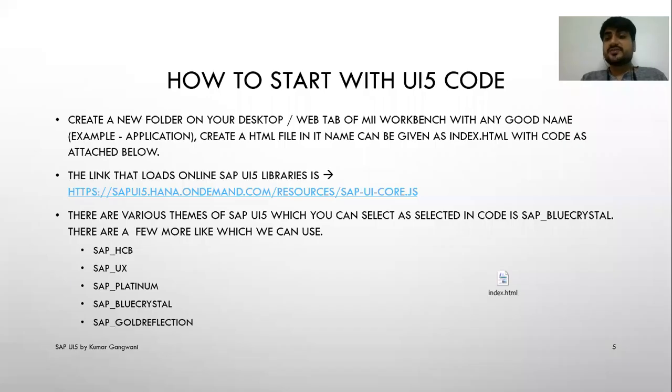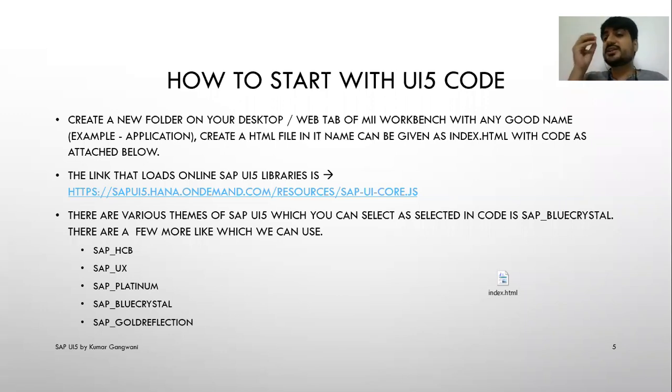How to start with SAP UI5 code? Create a new folder on your desktop, or workbench when you say, with any good name like application. Create an HTML file in it and name it as index.html with the code as attached below. Okay, the code is given below. Now there are various themes in UI5.